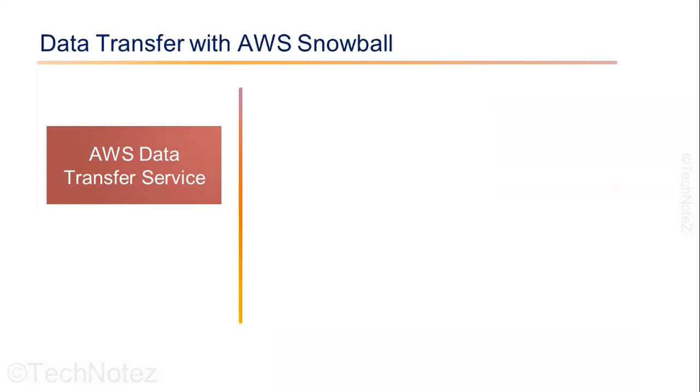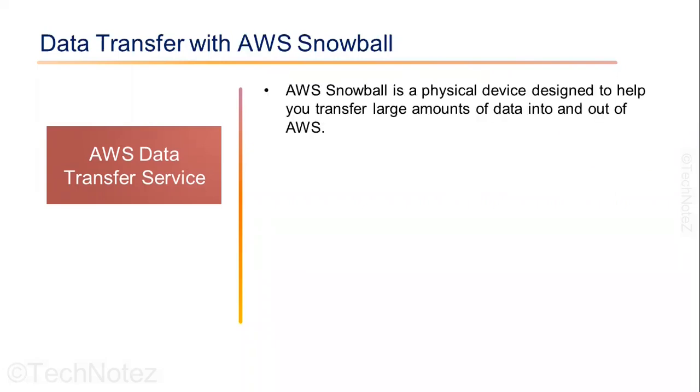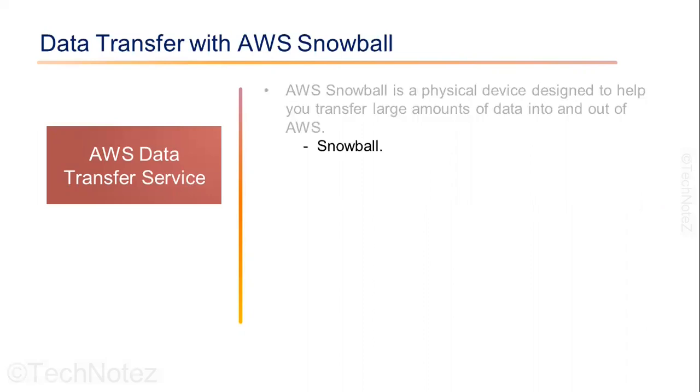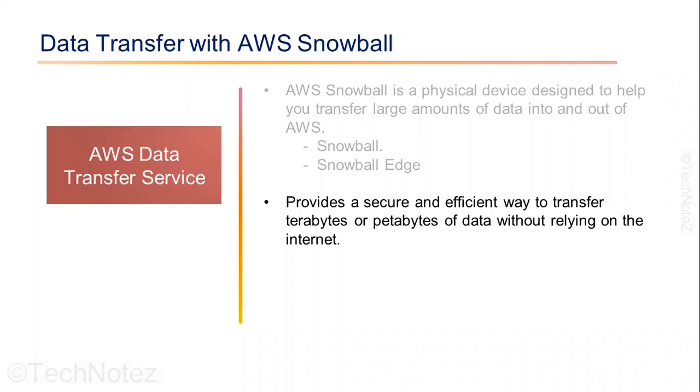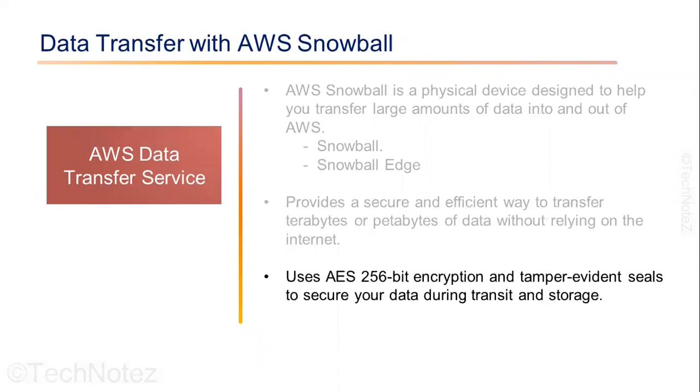Let's talk about data transfer with AWS Snowball. When you need to transfer a large amount of data, you can use AWS Snowball. AWS Snowball is a physical device designed to help you transfer large amounts of data into and out of AWS, and is available in two models, Snowball and Snowball Edge, with varying storage capacity and compute capabilities. AWS Snowball provides a secure and efficient way to transfer terabytes or petabytes of data without relying on the internet. AWS Snowball uses AES 256-bit encryption and tamper-evident seals to secure your data during transit and storage.